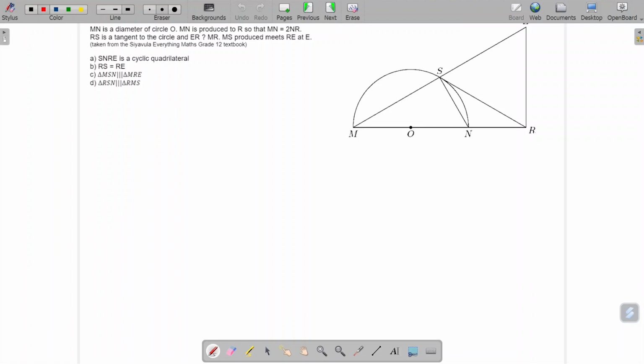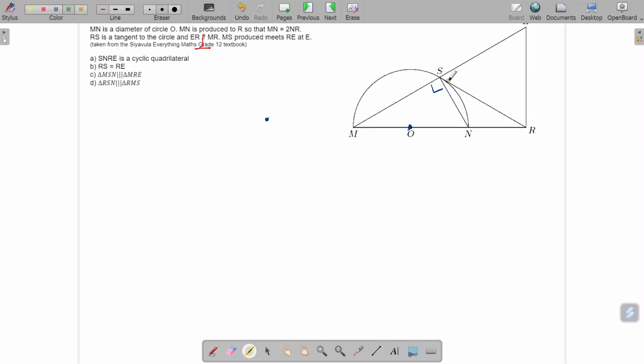That is a perpendicular symbol, unfortunately. MS is produced and meets RE at E. Okay, again, I've taken the trouble to read the text. I know that I've got the circle center. I know that I have a diameter, which means that this angle will be 90 degrees. Whether that is useful or not useful will still be seen. And I do have a line that again is a tangent. And for me, tangents are important because they are a key concept.